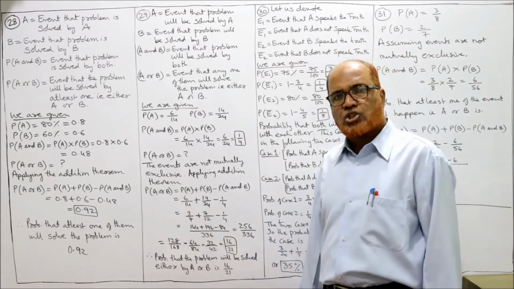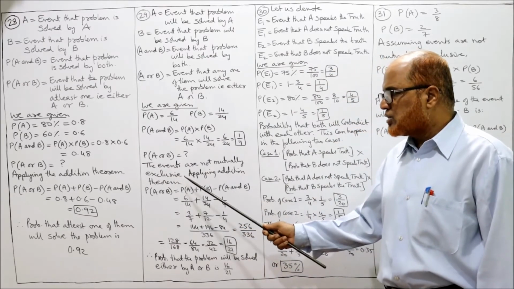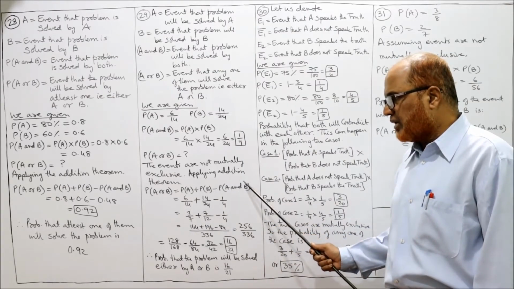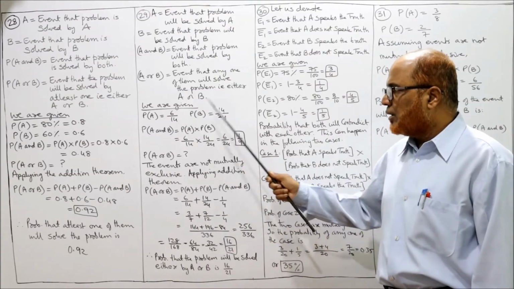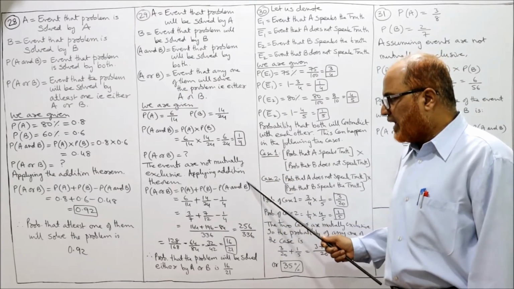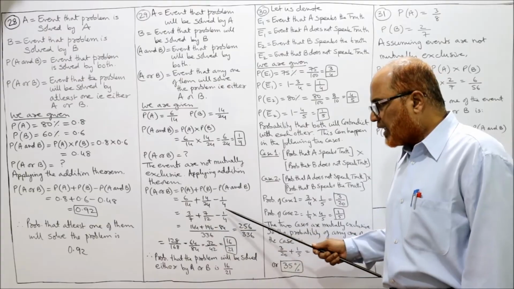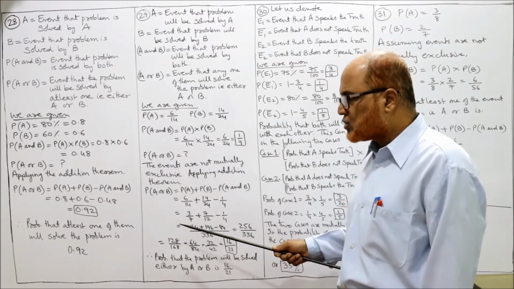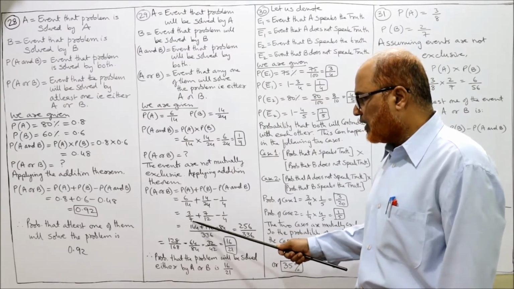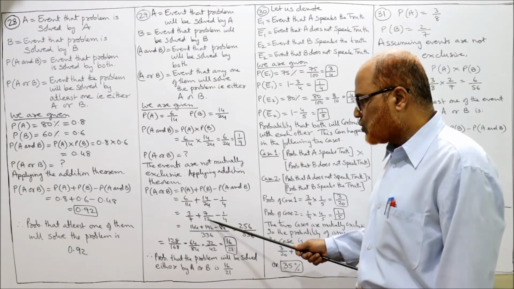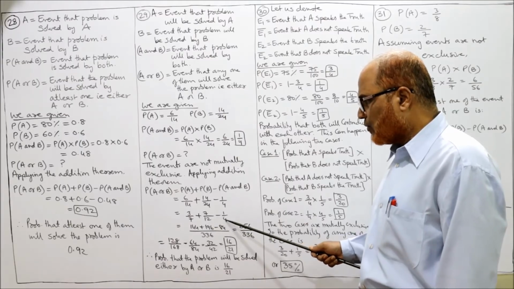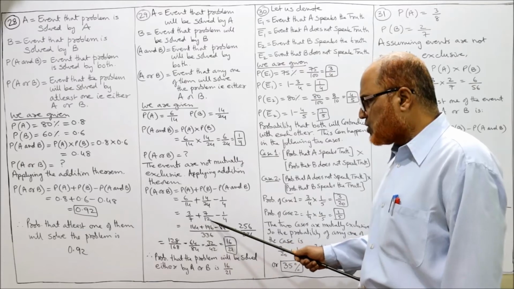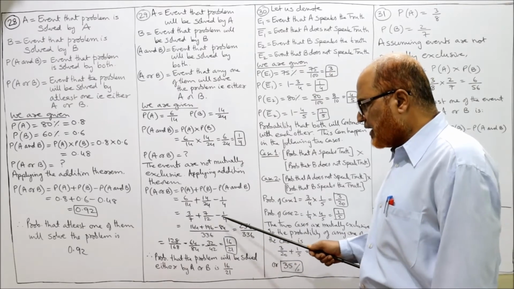P of A or B, how much? The events are not mutually exclusive. Applying the addition theorem, P of A or B is equal to P of A plus P of B minus P of A and B. So P of A is 6/14, P of B is 14/24, P of A and B is 1/4. Now if we take the LCM of these three, first of all we cancel and simplify to make the values smaller. 2 3s are 6, 2 7s are 14, 2 7s are 14, 2 12s are 24, minus 1/4. We simplified this to make the calculations easier.